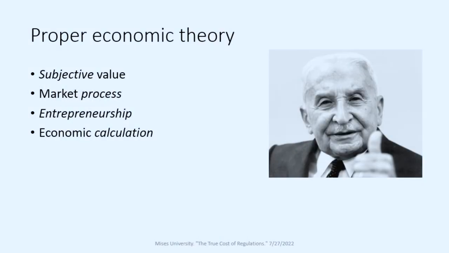Without a change agent, how can there be change? There is not. So of course, the mainstream view of the economy is just a static system where nothing really happens. There's not even action because we're in equilibrium already. So for a proper economic theory, and this old gentleman approves, we need to recognize that value is subjective, that the market is a process.